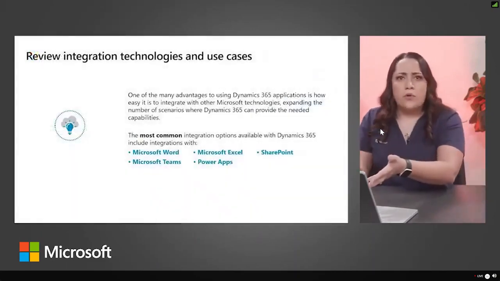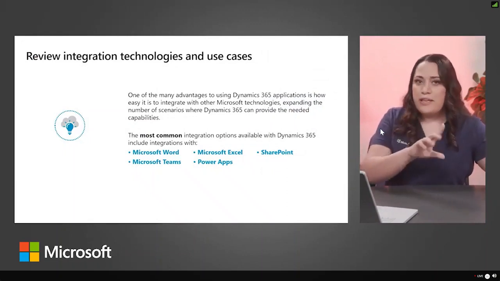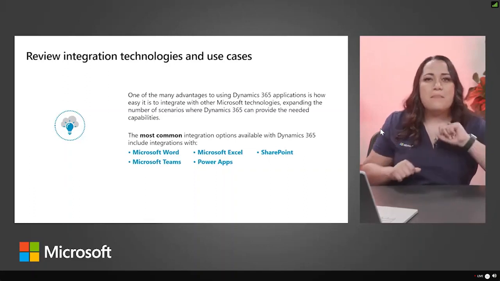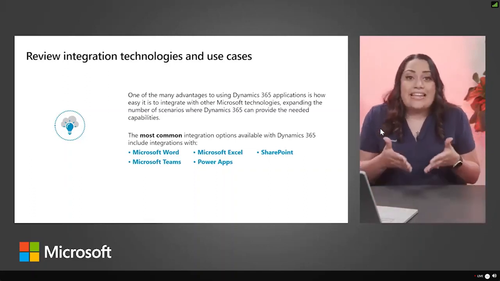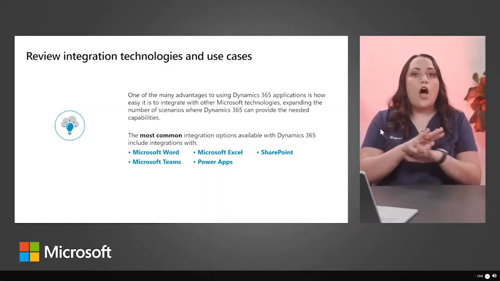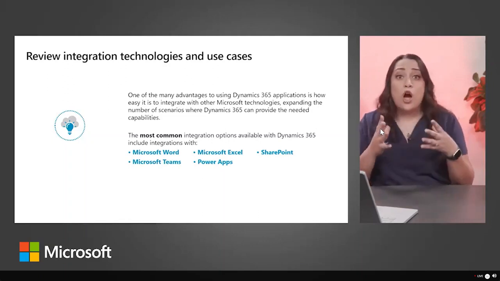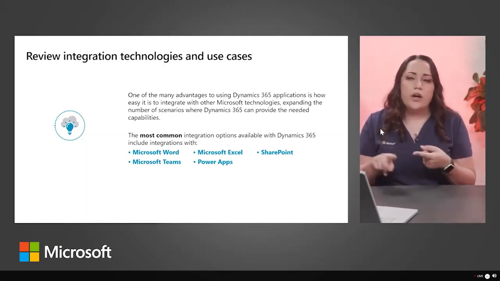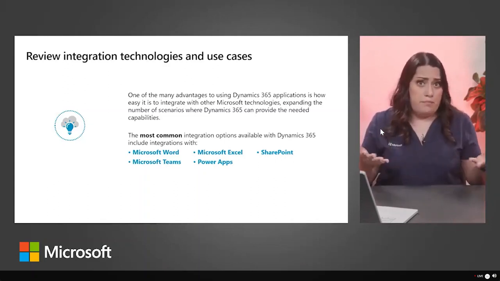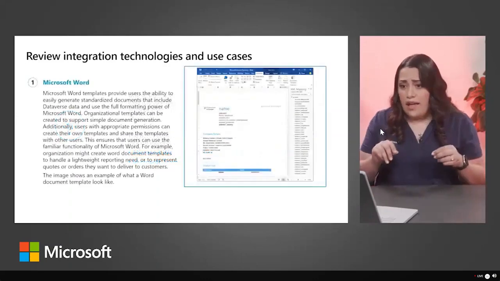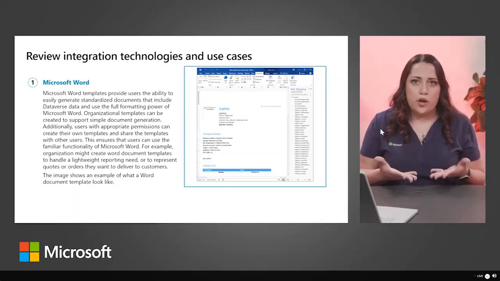So let's say, for example, you can store files in Dynamics records, but that's going to be a standalone copy. But imagine if you were able to interact with a file or a document in its native application, and then it was automatically synced across all the different platforms. Now, some of the most common integrations I see are with Word, Excel, Teams, SharePoint, and all of the different Power Platform apps.